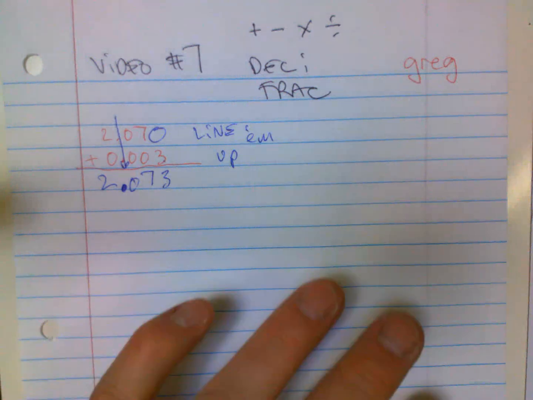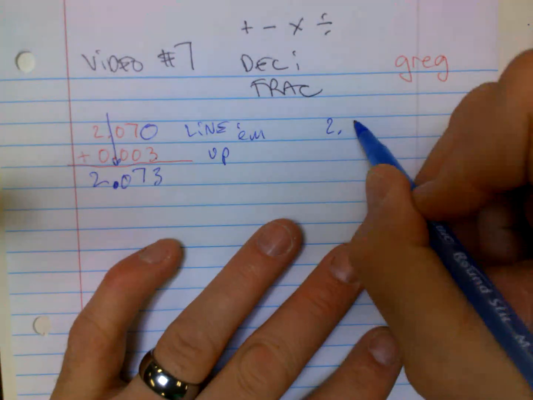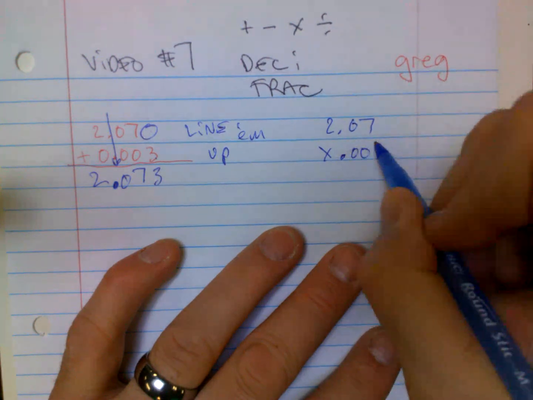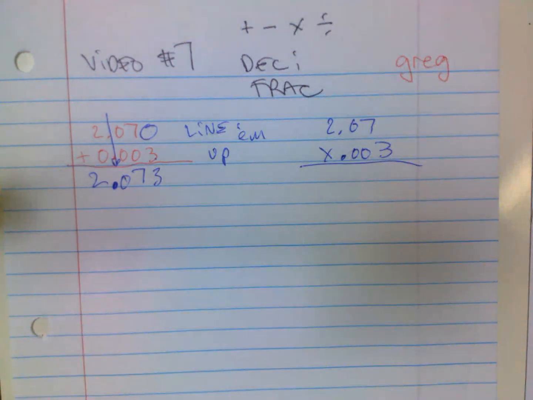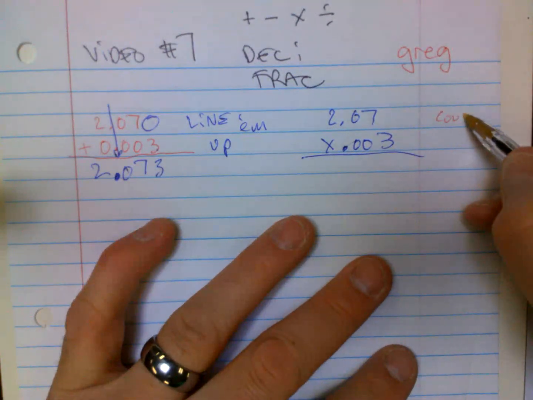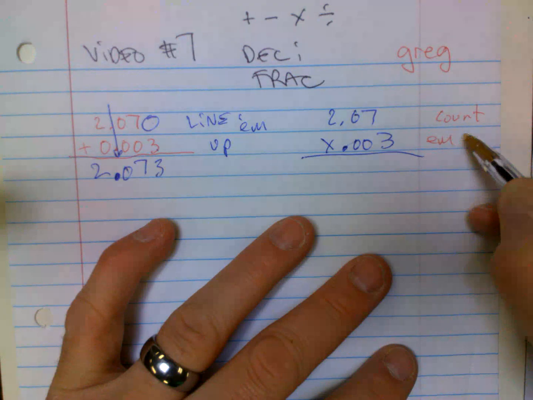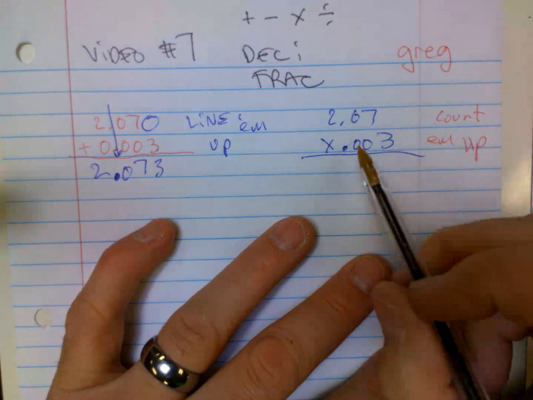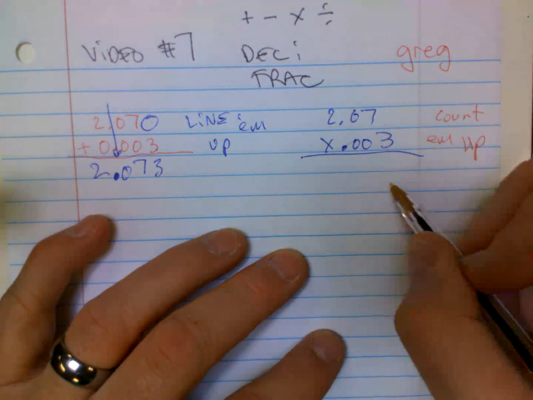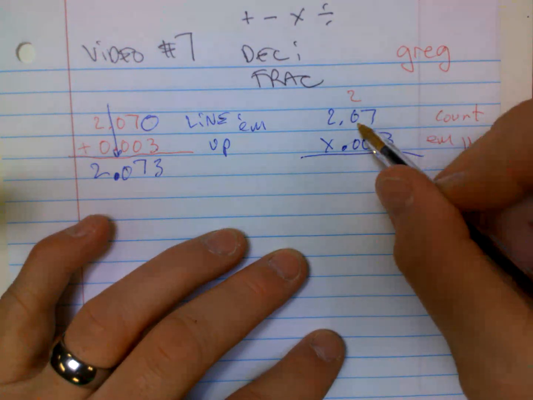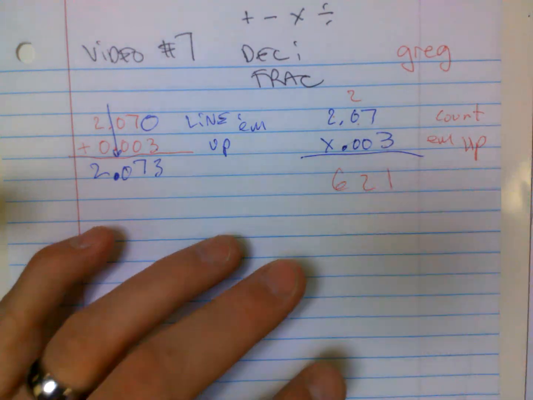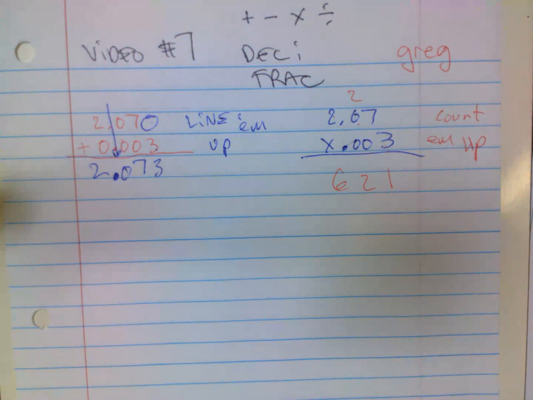Now for multiplication, 2.07 times 0.003. Okay. You count them up. At the end, we're going to count them up. You must have the same number of decimals in your answer as you have in your math problem, okay? 3 times 7 is 21. 3 times 3 is 0 plus 2. 3 times 2 is 6, okay? So my answer is 621.